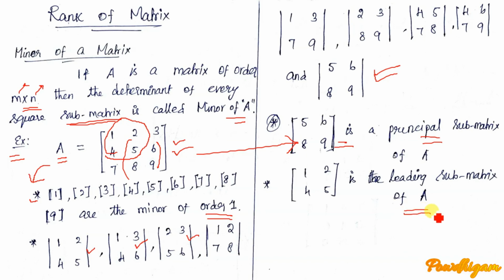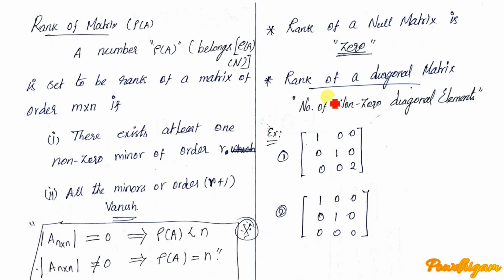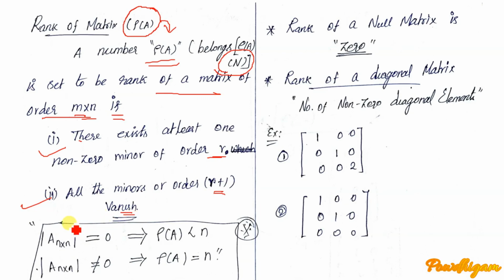Keep these concepts in your mind, and we are going to define the rank of a matrix. The rank of a matrix is denoted by rho of A, a number rho of A belonging to the natural numbers, and it is said to be the rank of a matrix of order m cross n if it satisfies both these conditions. One: there exists at least one non-zero minor of order r. Two: all minors of order r plus 1 should vanish. If these two are satisfied, then we can easily find the rank of the matrix.